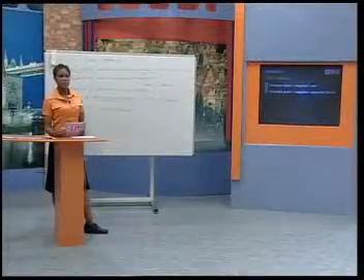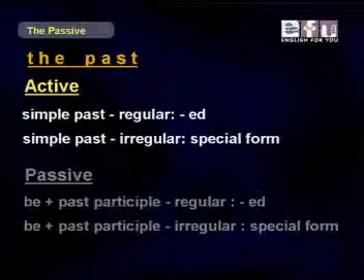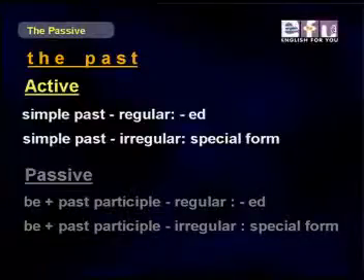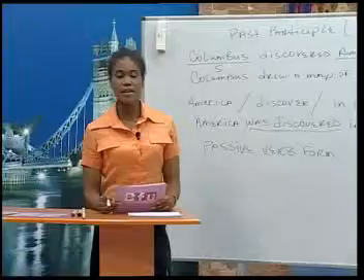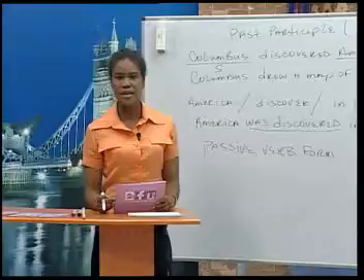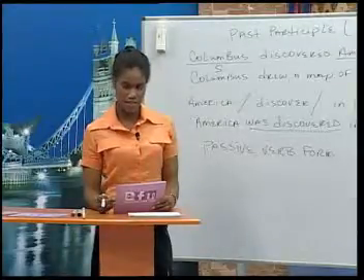Now let's look at a chart of active and passive forms of the verbs. For the simple past, regular verbs, we add ed. For simple past, irregular verbs, we have a special form. In the passive, we have the verb to be plus the past participle for regular verbs ending in ed. And we have the verb to be plus the participle for irregular verbs, which have a special form. In the passive, the verb be can be in any form, any tense.